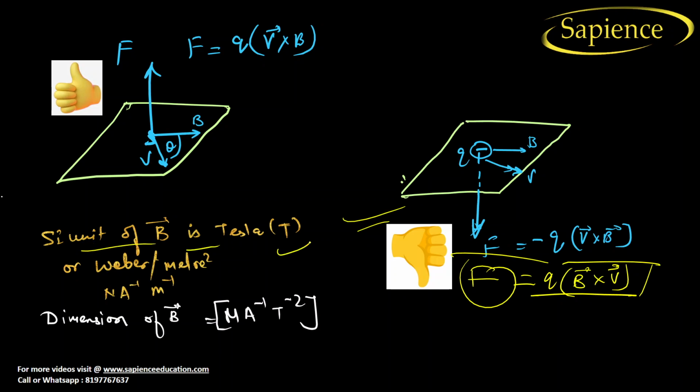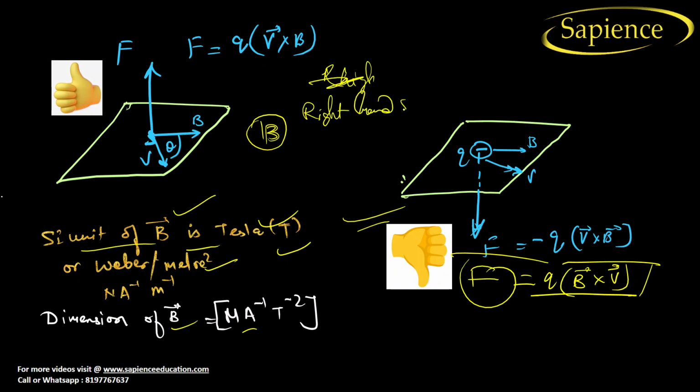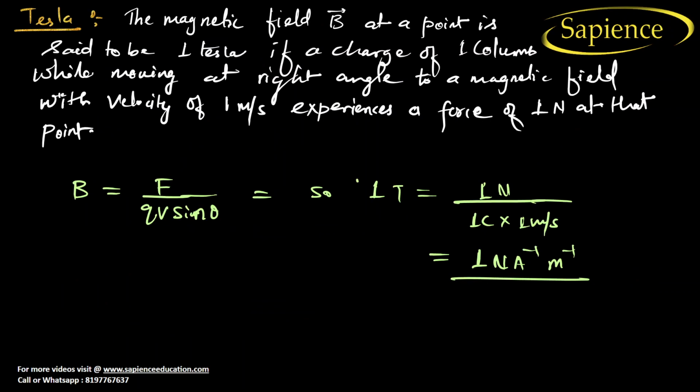The SI unit of B is Tesla, that is Weber per meter square. So the magnetic field B has SI unit Tesla. And you can use the right hand screw rule. I hope you have understood this.